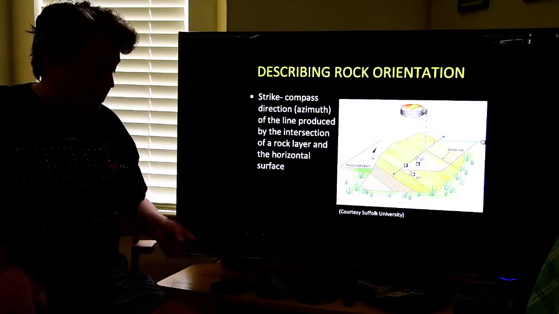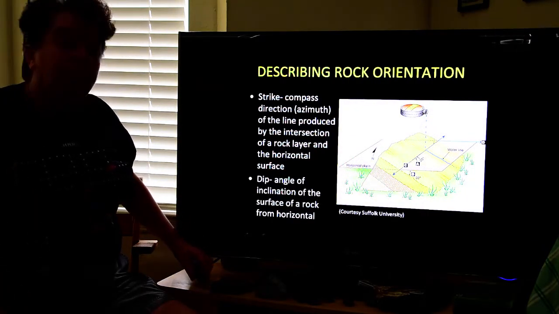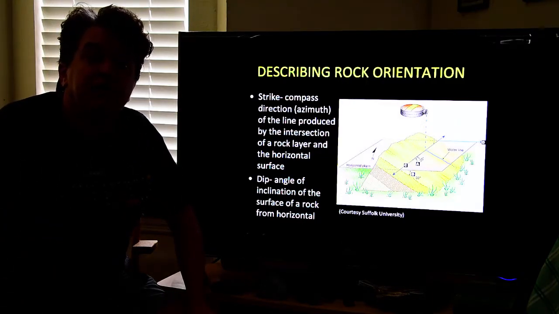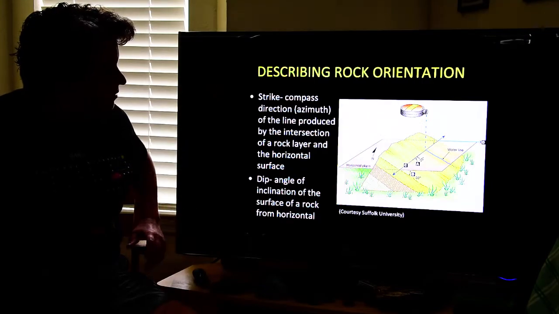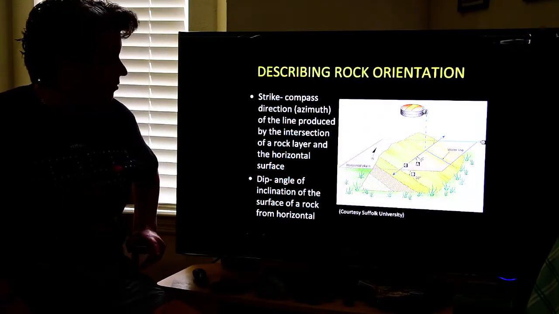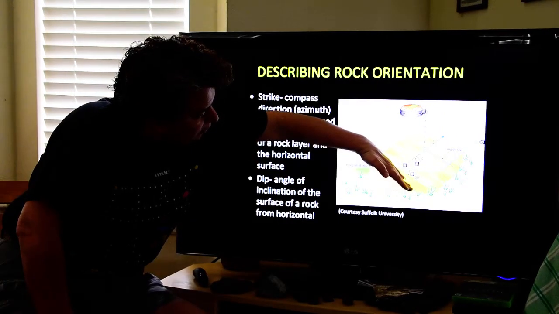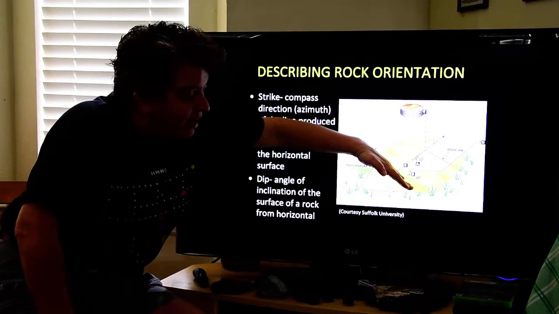Now the second measurement we use to explain how rocks are oriented in 3 dimensions is dip. Dip is the angle of inclination of the rock from horizontal. So if we have horizontal here, the rock is tilted like that, that's the dip.